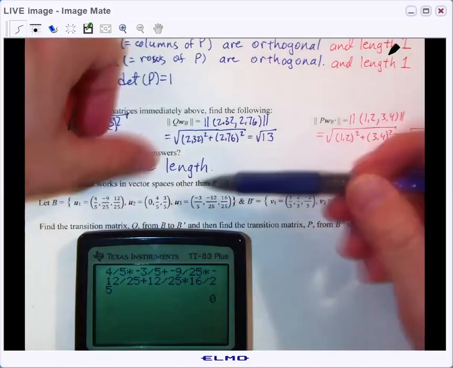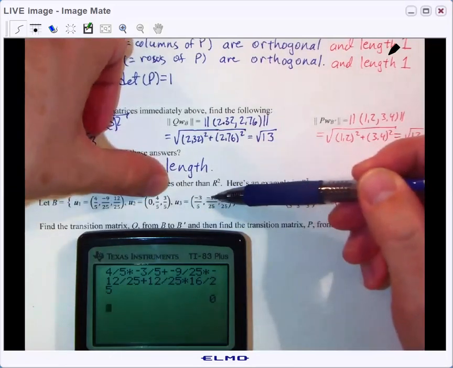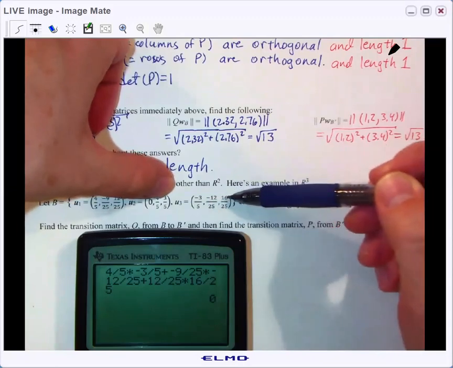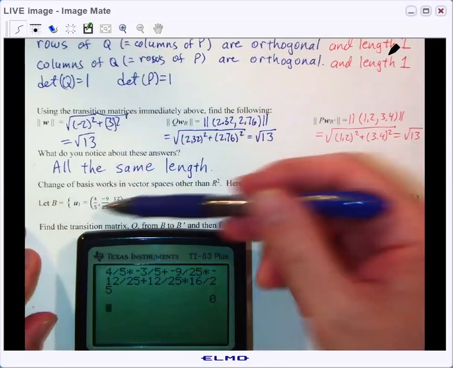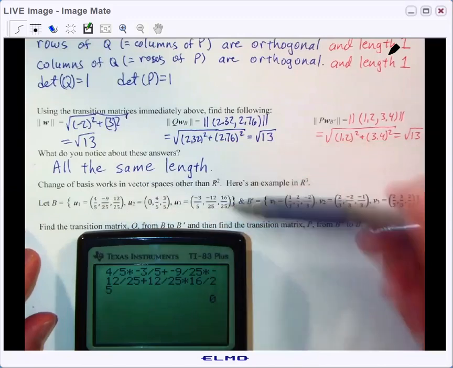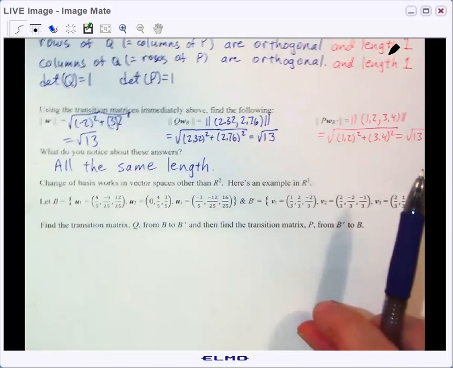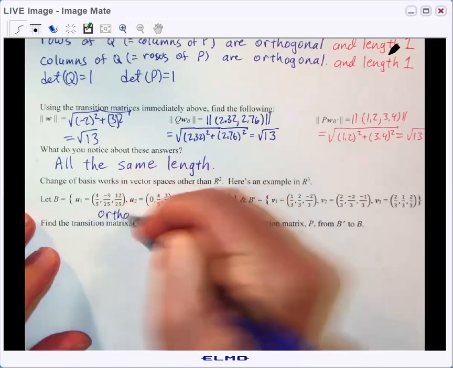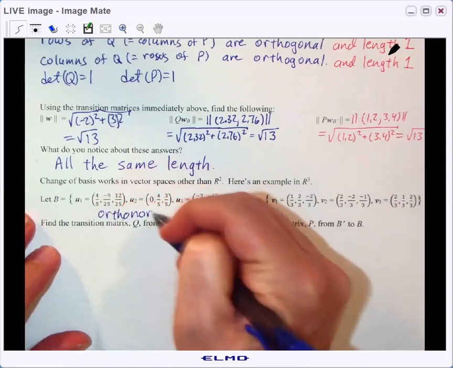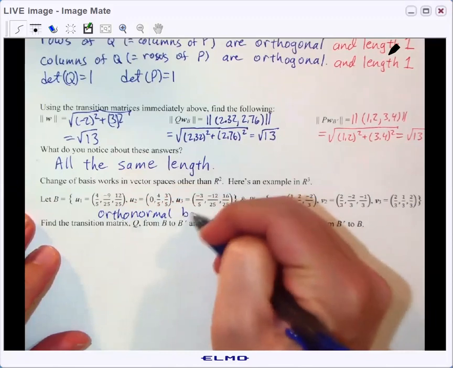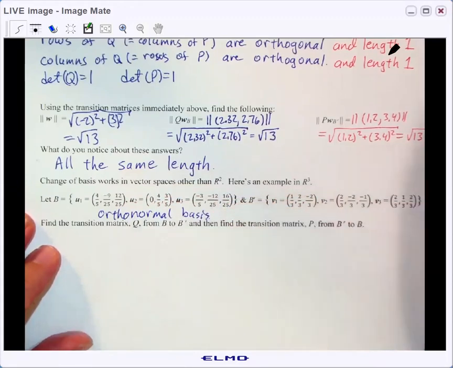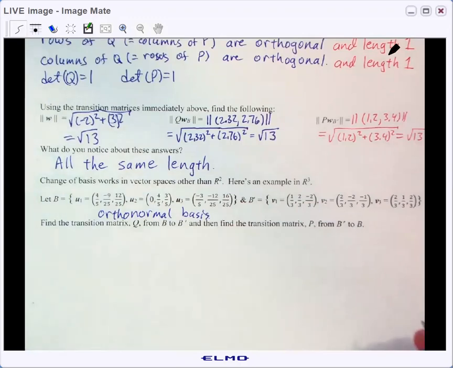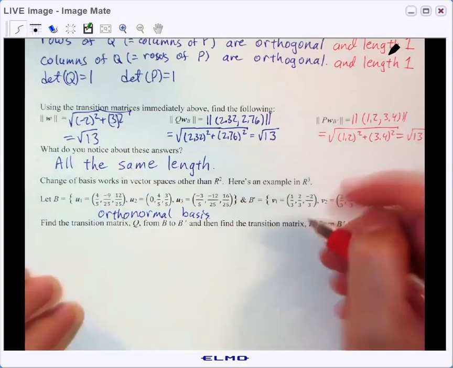Similarly, you can show that 0 minus 48/25 plus 48/25 is 0 again. And you can double check that each of these vectors has length 1. So this is an orthonormal basis in R3. Okay, probably not too surprising, but we have another orthonormal basis over here.